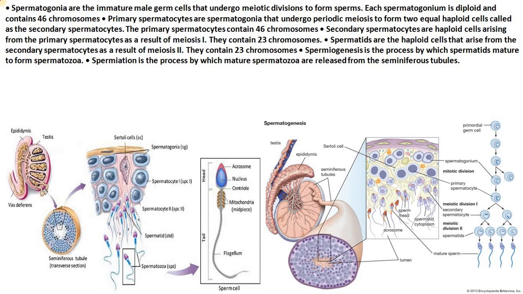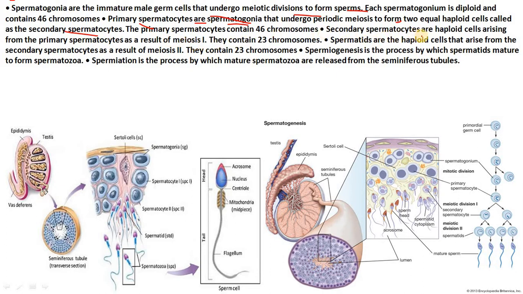Spermatogonia are the immature male germ cells, and they undergo meiotic divisions to form the sperms. Each spermatogonium is diploid, as I said, and contains 46 chromosomes. Primary spermatocytes are spermatogonia that undergo periodic meiosis to form two equal haploid cells called secondary spermatocytes. The primary spermatocytes contain 46 chromosomes.